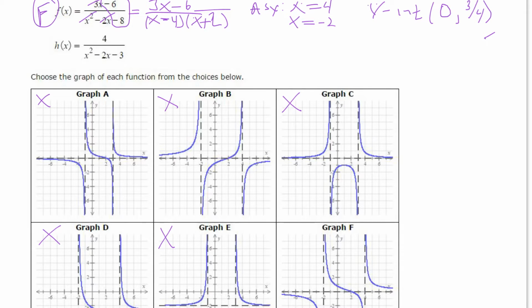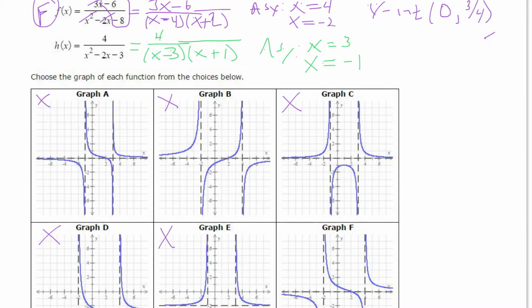If I take a look at h of x, I'm going to do the same thing. I'm going to go ahead and factor the denominator. So I have a 4 over x minus 3 times x plus 1. And then what I want to take a look at are my asymptotes. If I set the denominators equal to 0, I get asymptotes at x equals 3 and at x equals negative 1.